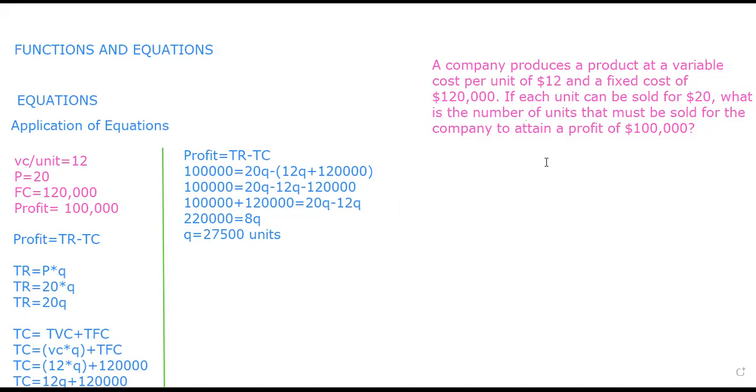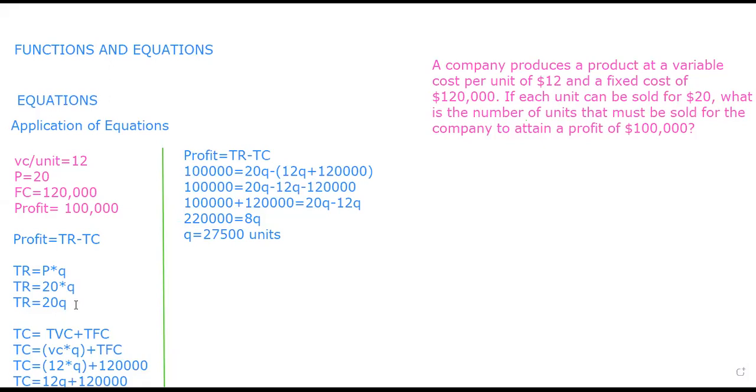Okay, so our focus is on profit. So how do you find profit? Profit is total revenue minus total cost. So how do you find total revenue? Total revenue is price times quantity. Our price has been given as $20. We don't know the quantity, so represent the quantity as Q. Therefore, our revenue will be price of 20 times quantity Q. So 20Q, that is our revenue. Do you understand up to that point?